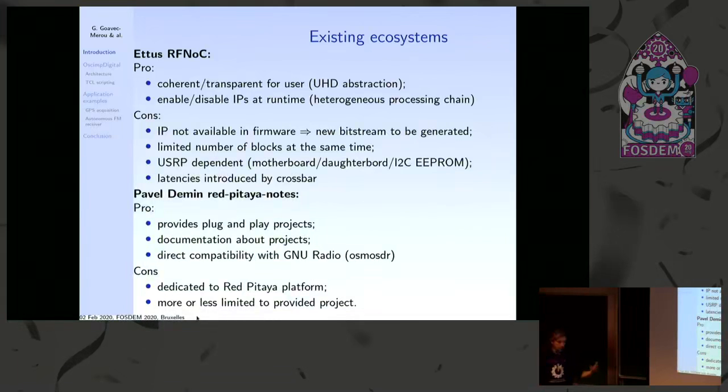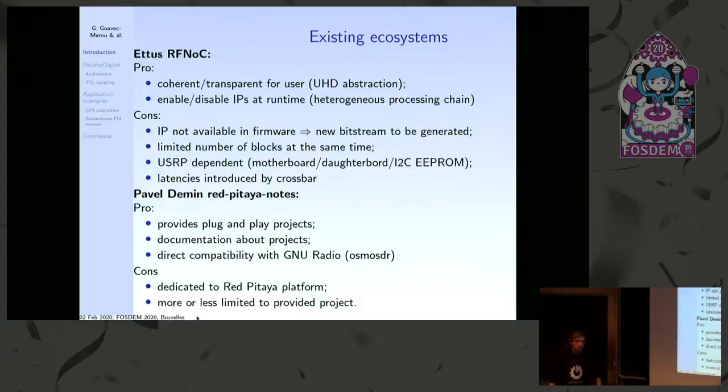But if your application needs an IP that isn't available, you need to generate a new firmware with this IP. And the RFNoC structure has a limited number of slots available to add your IPs, 5 or 7, I don't remember exactly.